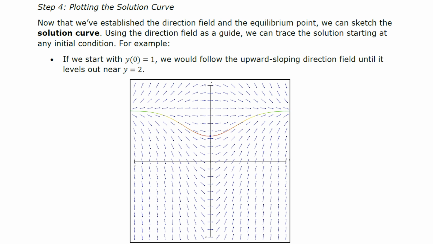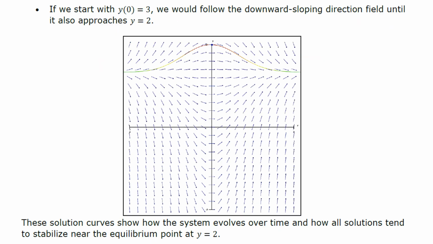So this would be the point y of 0 equals 1, not y equals 2. My apologies. And then we would just follow the upward sloping direction until we level off near y equals 2. Okay? If we start with the point 0, 3, so y of 0 equals 3, which is way up here, now we would follow a downward sloping direction field until it approaches y equals 2. Okay?